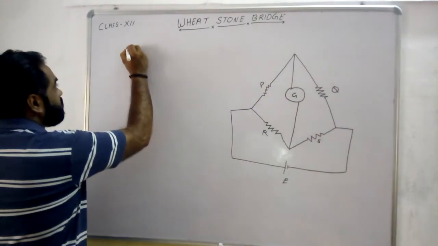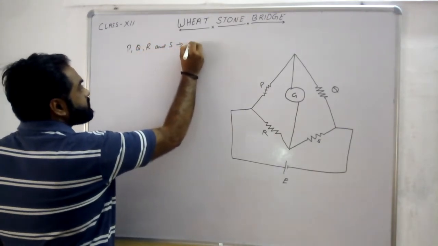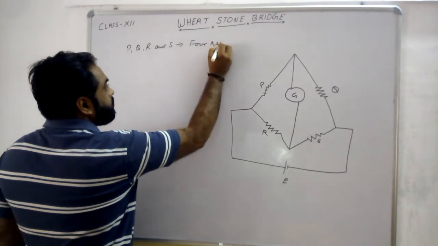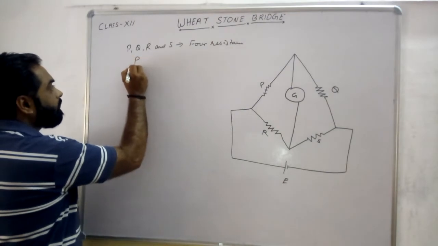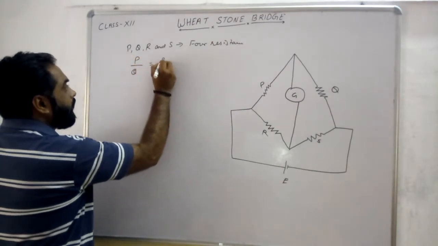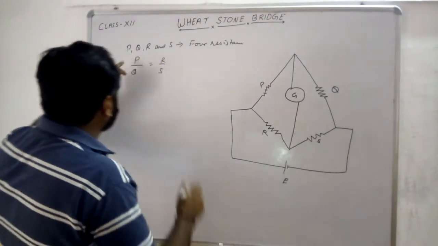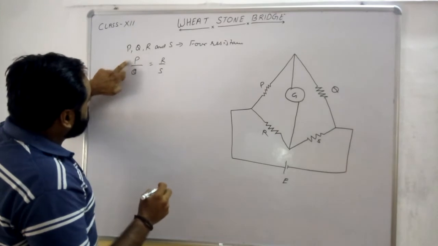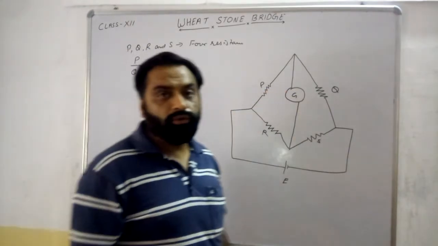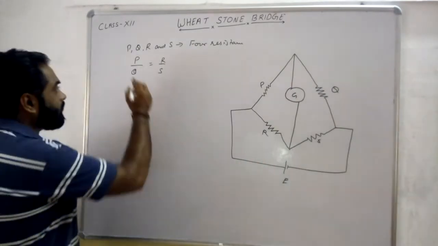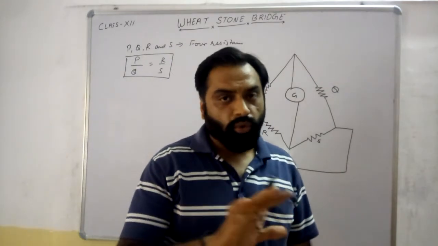Now, what happened here? There are four resistors P, Q, R, S. Out of these four, by using this formula, P upon Q is equal to R upon S. We have 1, 2, 3, 4. Here the values of three resistors are given and one unknown value we can find very easily. So this is the formula: P upon Q is equal to R upon S.